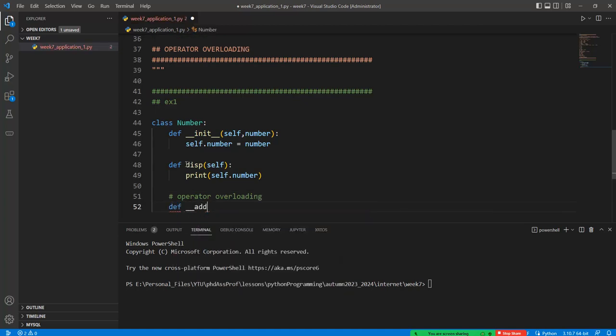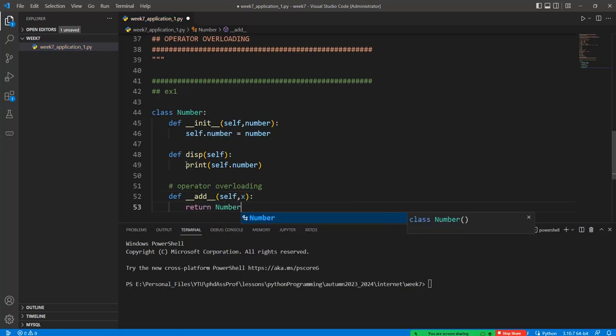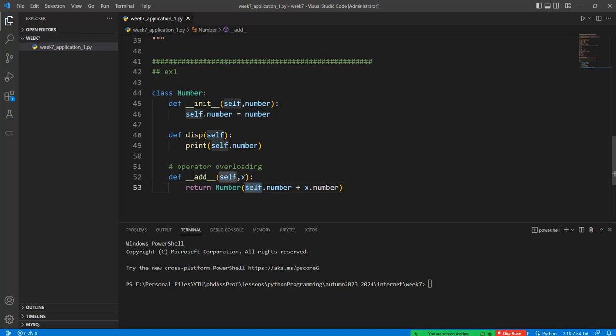Overloading like this one, we can define these double underscore functions, like add, with the parameters self and x, and we can return self.number plus x.number. Okay. Because this self indicates the class instance of Numbers. Okay, and so this self possesses the number variable in here, and so if we add any instance with another one, then we should take the value of x.number like this one.